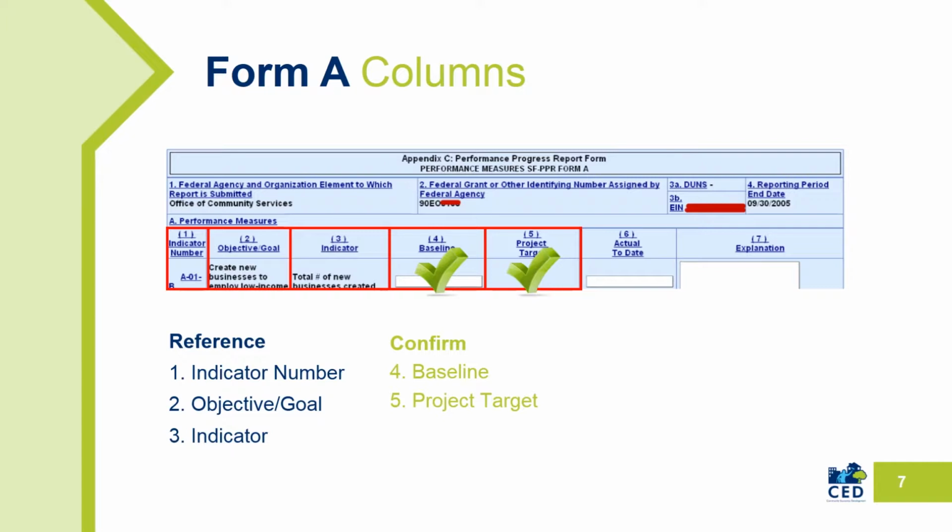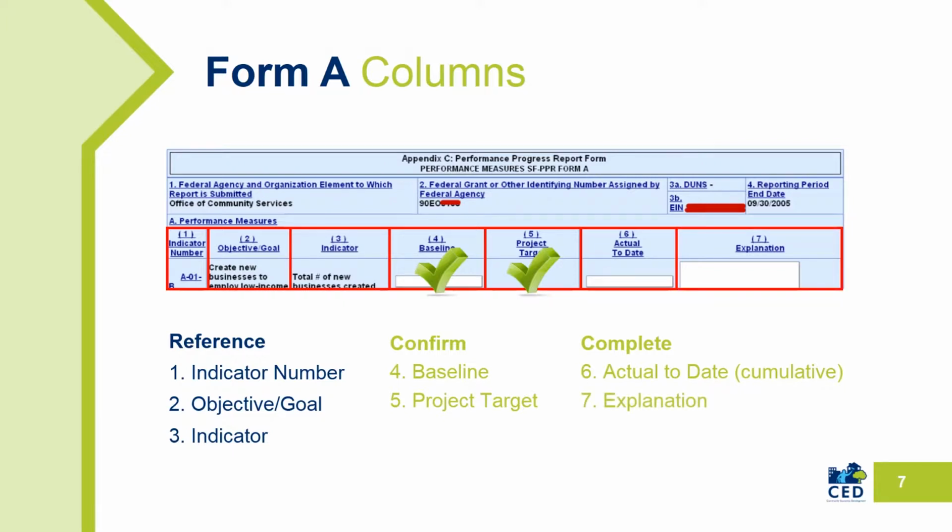You will fill out the final 2 columns. Column 6 is actual to date. It is the answer to the question, so how many positions you created, how many businesses you created, etc. It is a cumulative count for the indicator, so it's for the whole grant, not just the last period. Note that you can't submit your report if you leave any fields in this column blank.